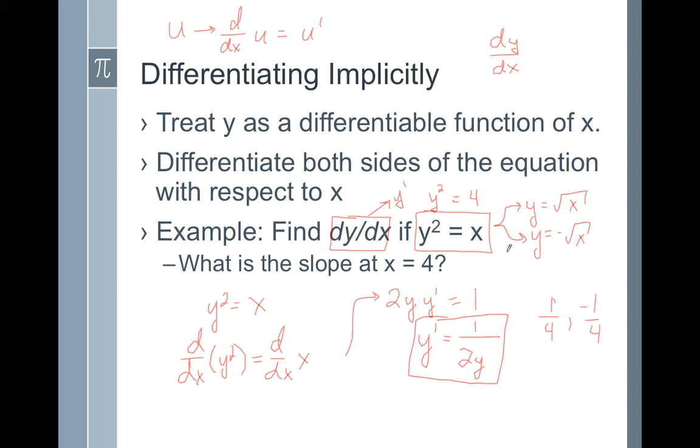And if you recall, y squared equals x actually looks like this. And that makes sense to be at x equals 4, have two separate slopes on this particular graph.